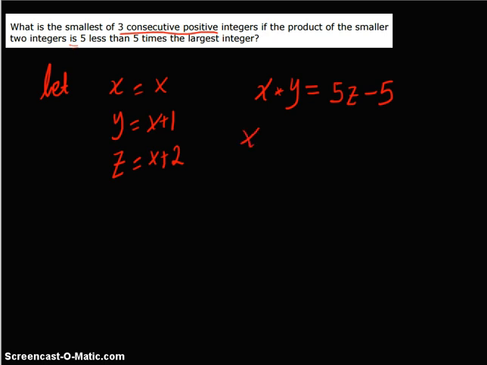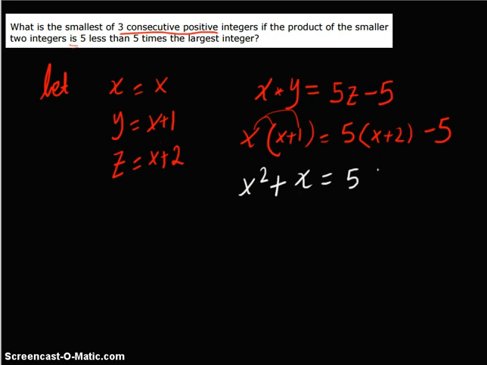So I'm going to go ahead and do x times y, in this case x plus 1, equals 5 times z, in this case x plus 2, minus 5. Now when we distribute this, we get x squared, x times x is x squared, plus x times 1 is x, equals 5 times x is 5x, 5 times 2 is 10, minus 5. Now if we combine like terms, we get x squared plus x equals 5x plus 5.